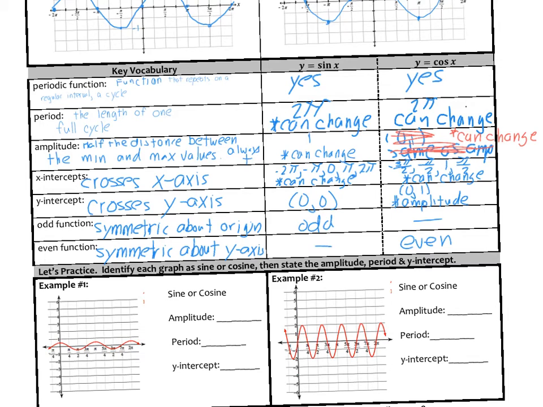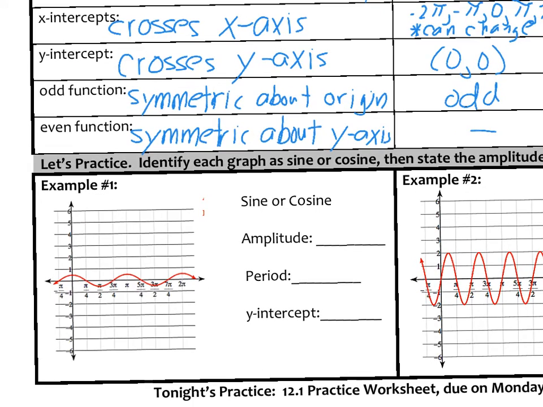All right, so we'll go ahead and do an example here. As you can see, the graph is already completed. Okay, and all we're trying to do is recognize whether or not it's a sine function or a cosine function, find the amplitude, the period, and the y-intercept. Okay, so this one, I can see that it is not symmetrical about the origin. It is symmetrical about the y-axis. It doesn't start at 0, 0. In fact, it starts at about 1/2. So at 0, 1/2 is where it crosses the y-axis. So I know this is the cosine function.